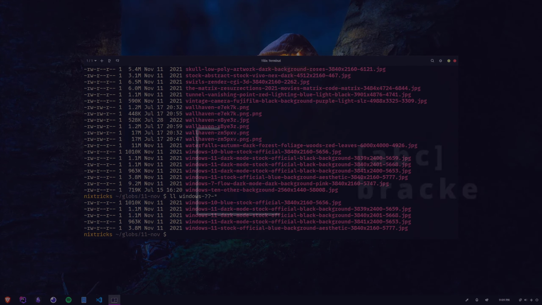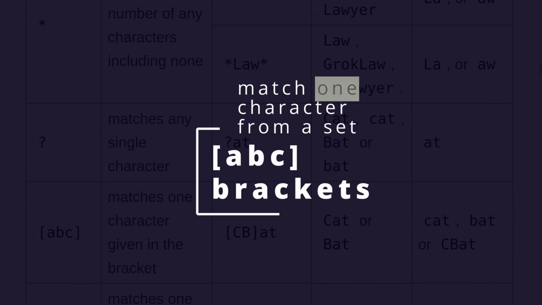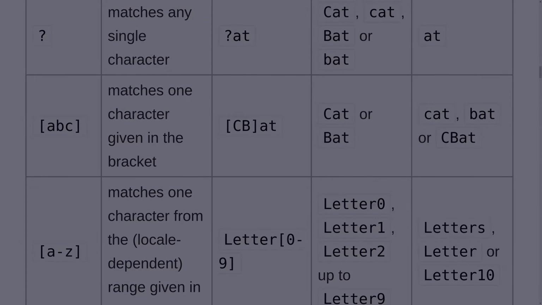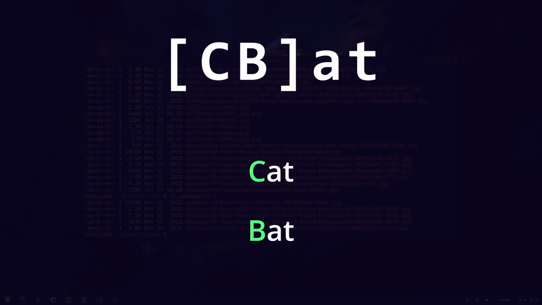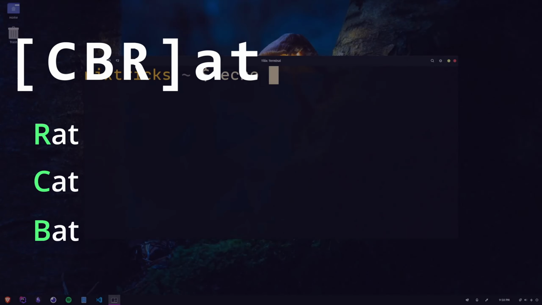We can use square brackets to create sets that would match one single character. Capital C and capital B in a bracket followed by at will match cat or bat when starting with capital letters. Yes, even a big rat if you extend a set by adding a capital R to it.